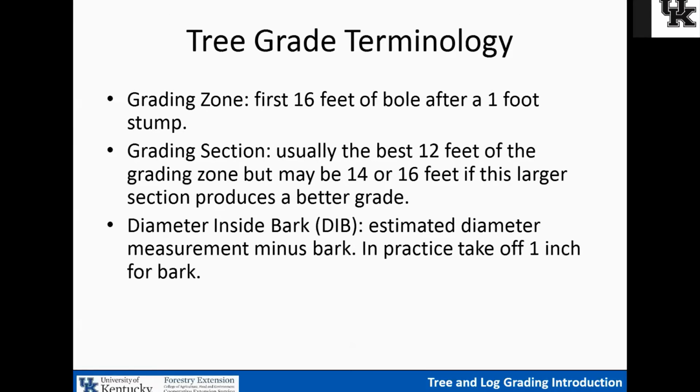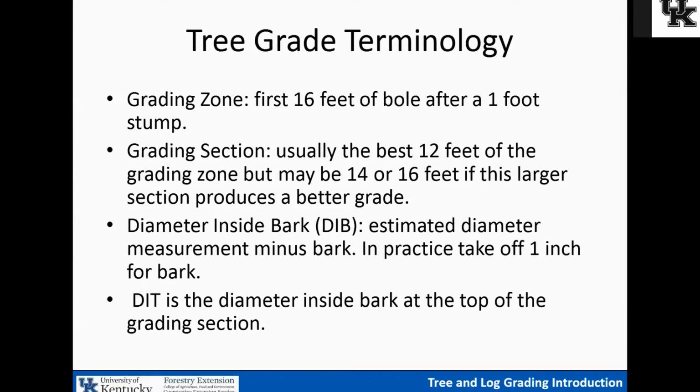A term here, diameter inside bark, DIB, that's your estimated diameter measurement without the bark. And so in practice, whatever diameter that you estimate, you take about 1 inch off for that bark. And so DIT is the diameter inside bark at the top of the grading section. And so these terms are going to come in handy here in a little bit as we get talking a little bit more about tree grading.